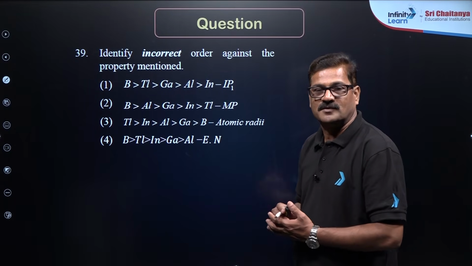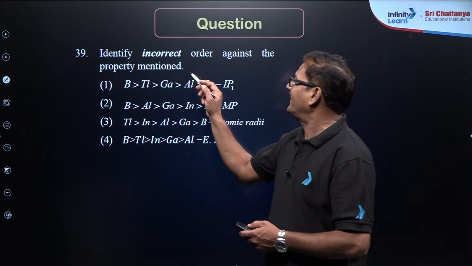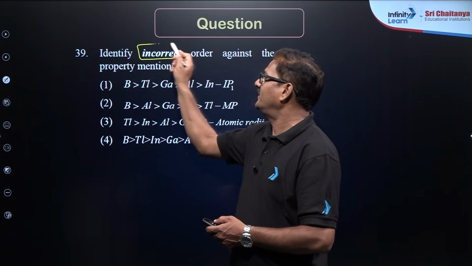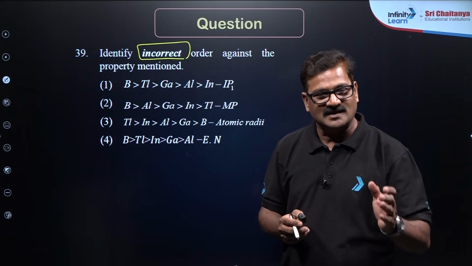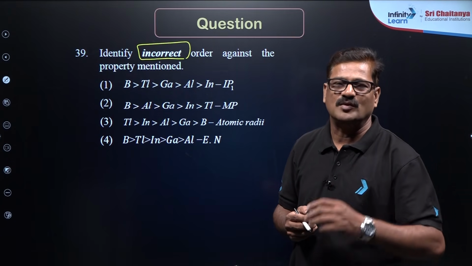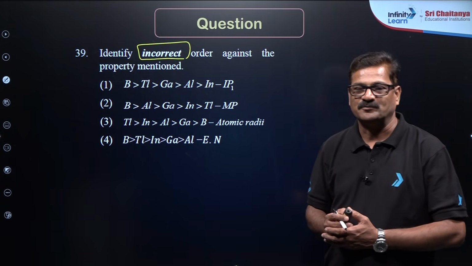Students, this is a question from p block elements. Identify the incorrect order for the property mentioned. You have to identify the incorrect one. Repeatedly we are getting questions like which of the following is correct, which of the following is incorrect. So these are the most expected, more prone types of questions in NEET 2026.